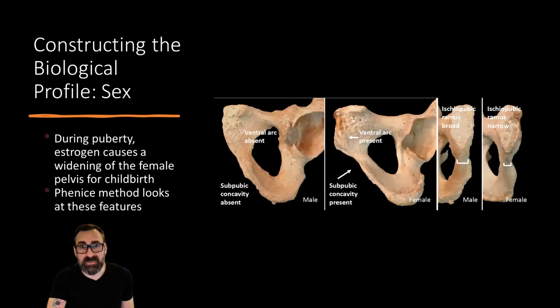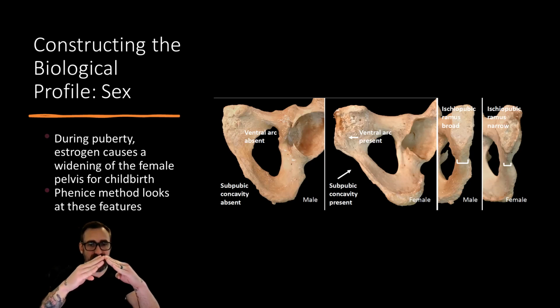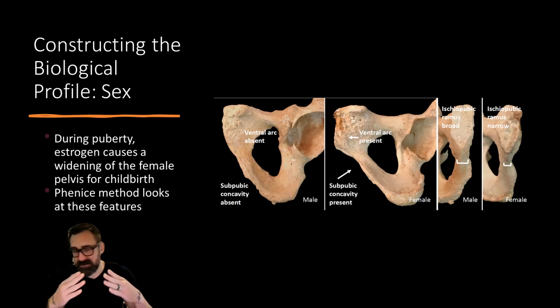The pelvis is probably the most helpful at identifying sex. You can see the subpubic concavity, and the ventral arches are present, which I have arrows on all of these. There's also the width of the pelvic arch. I don't have a pelvis, otherwise I'd show you.